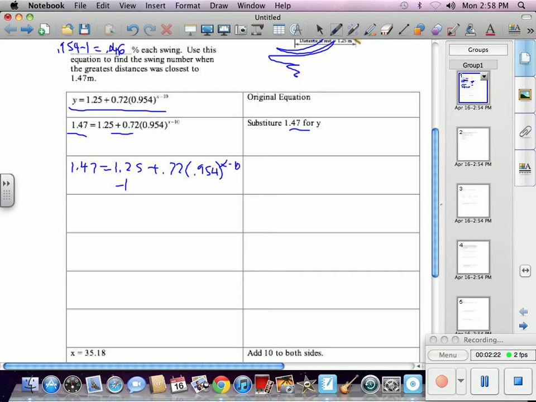I'm going to subtract this 1.25. What's that going to leave me with? 0.22 equals 0.72 times 0.954 to the x minus 10. My next outermost function is this times 0.72, so I'm going to divide by 0.72. So 0.22 divided by 0.72. Let me go to my calculator and figure that out.